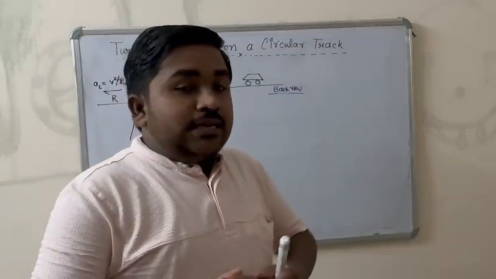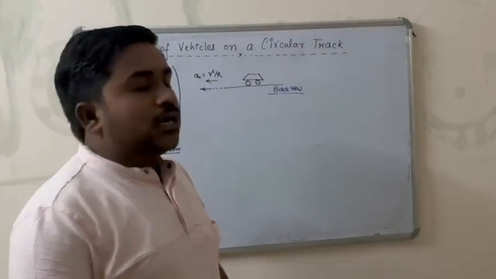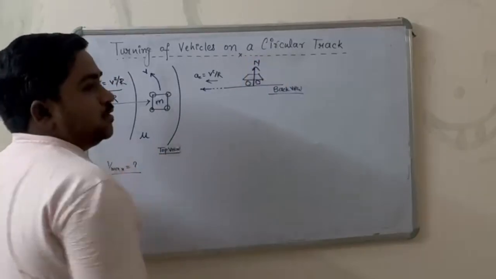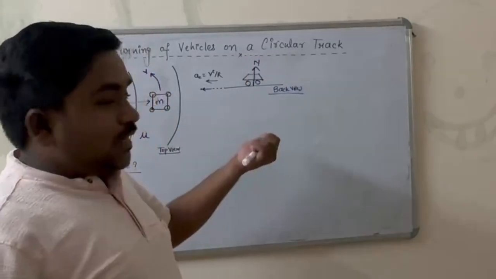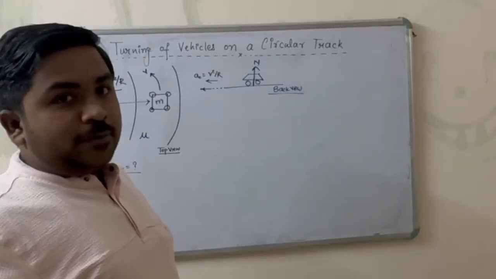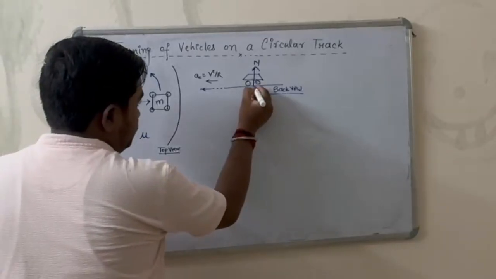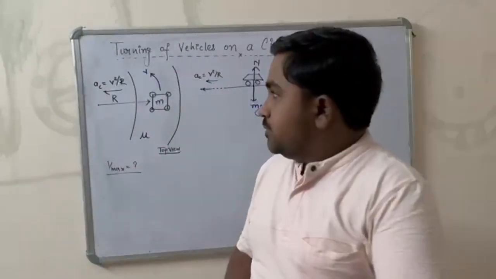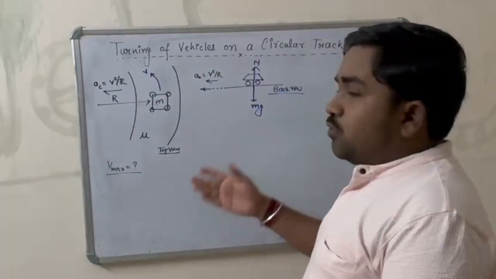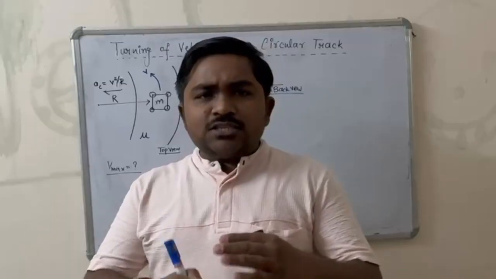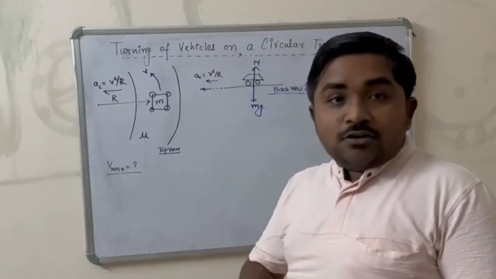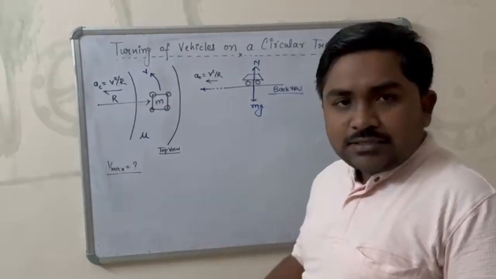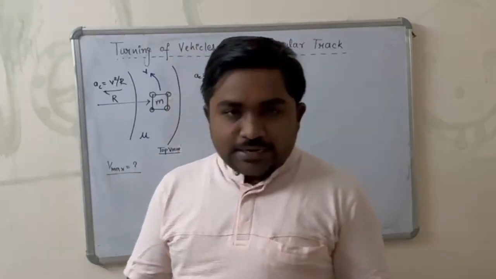Now, let us analyze the forces which will be acting on this car. First of all, it will be the normal force, which will act perpendicular to the surface. Next, it will be the mg force. Now, what is the third force that will act on this car? It is the friction force. But the question is, where will this friction force act and what kind of friction will it be? Because we have got two types of friction, the static friction and the kinetic friction.